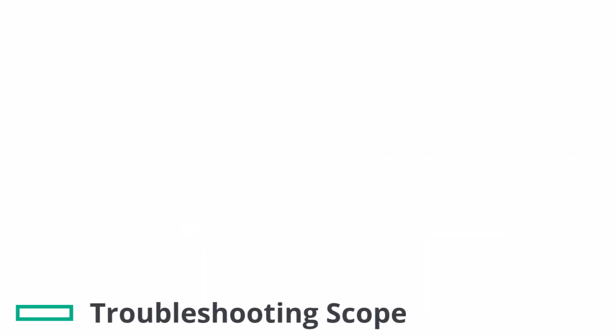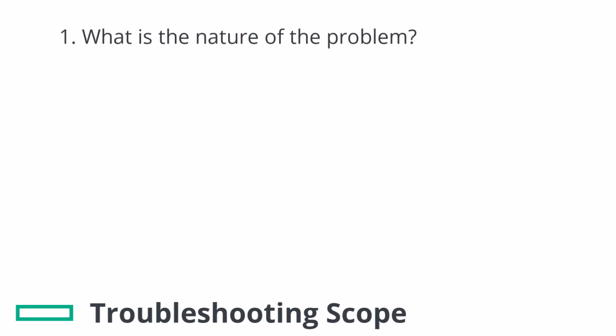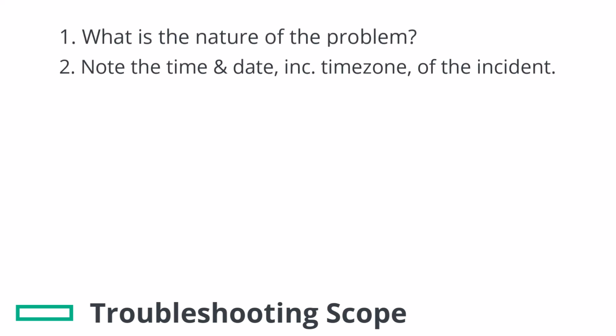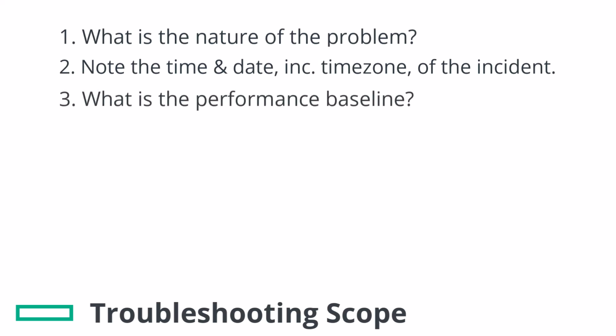So with the LAN side investigated and ruled out, let's begin by scoping the issue. For any performance problem, these are the questions to ask. What is the nature of the problem? Is it happening now? And if not, what was the date, time zone and duration of the incident? If it is slowness, what was the baseline for normal performance? How many users are affected?